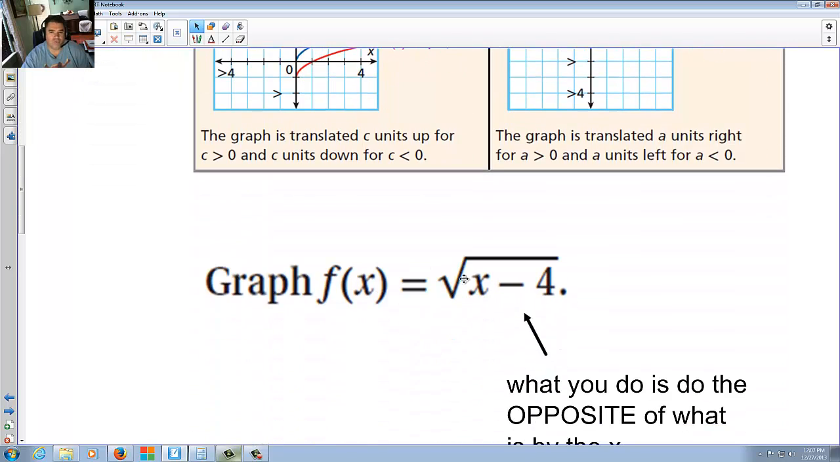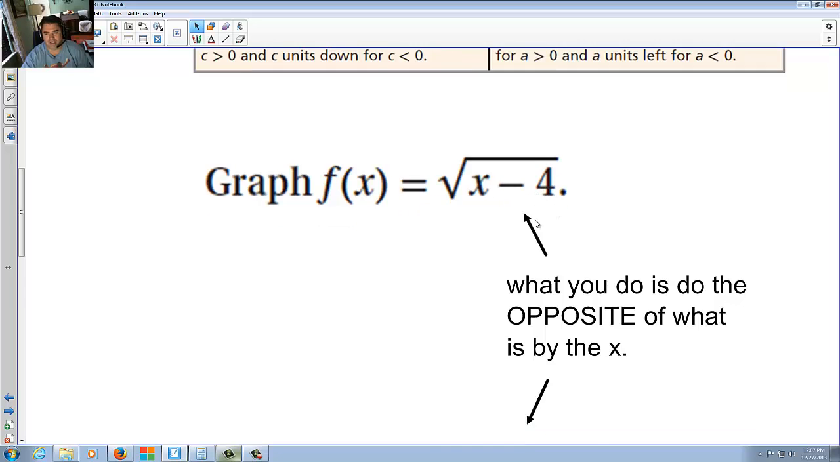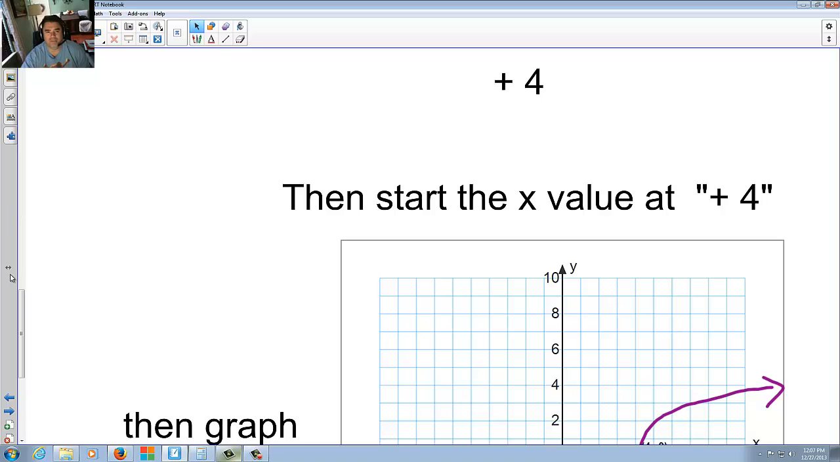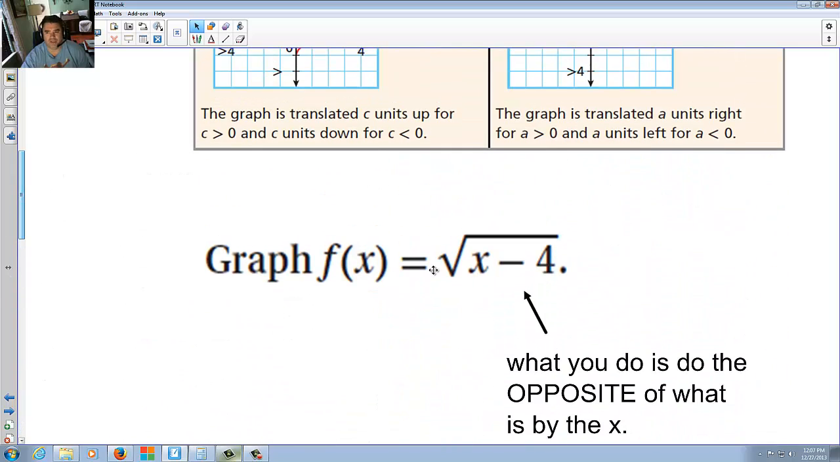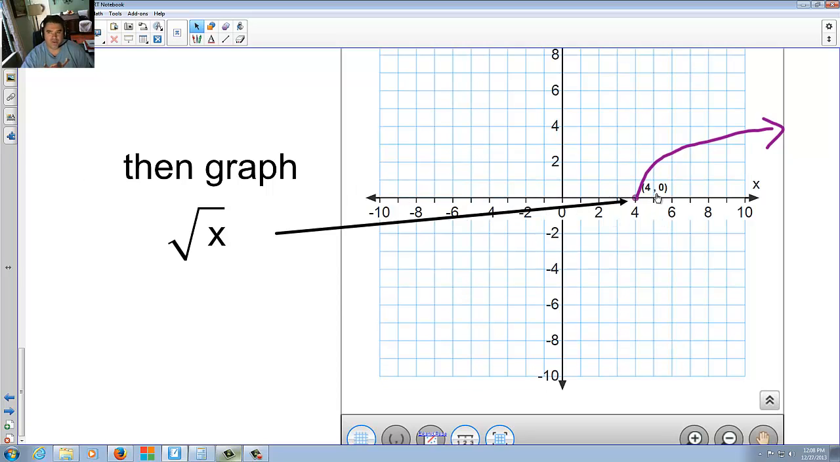Take a look here, root of x minus 4, you do the opposite of whatever you have here, so instead of minus 4, it's going to be plus 4, so you start at the x value of plus 4. And that's where you'd start off. Because if you plugged in a 4 here, 4 minus 4 is 0, therefore if you plug in an x value of 4, the root becomes 0, and that's why. And then you just have your basic increase.